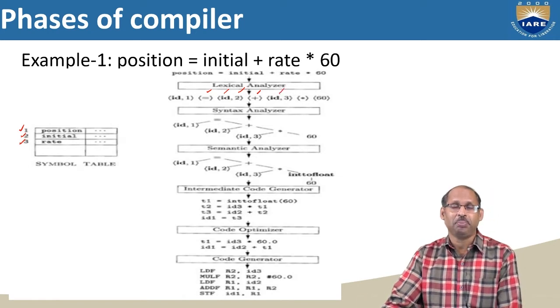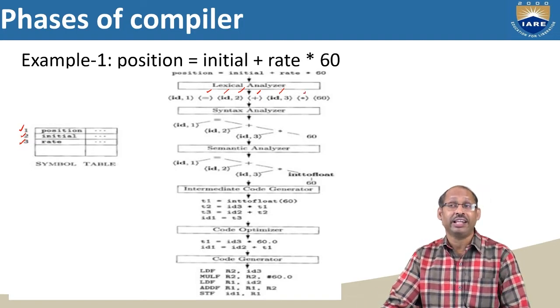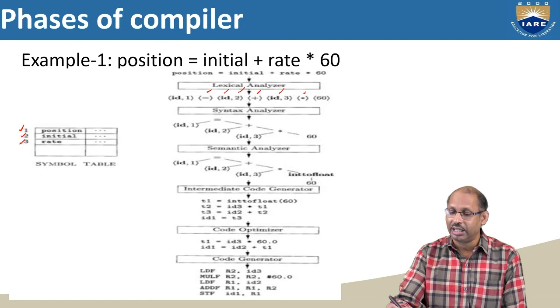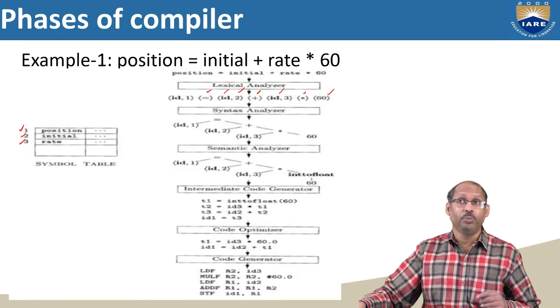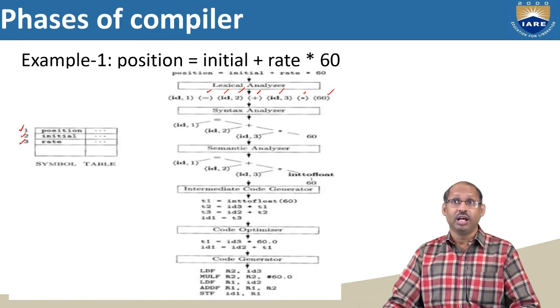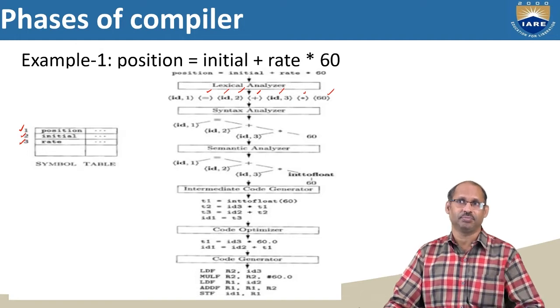Then multiplication is an operator, so it generates a token for multiplication. Then another one is the integer, so the lexical analyzer simply constructs the token 60. The output of the lexical analyzer is a sequence of tokens: identifier 1, assignment operator, identifier 2, addition operator, identifier 3, multiplication operator and the number 60.